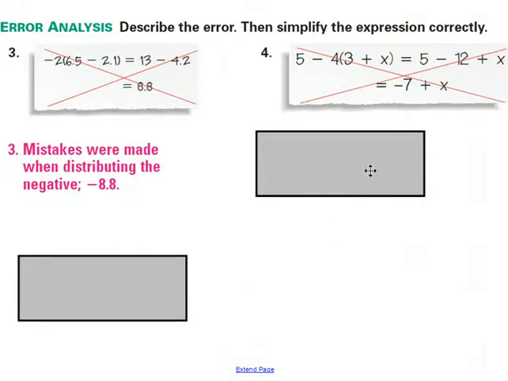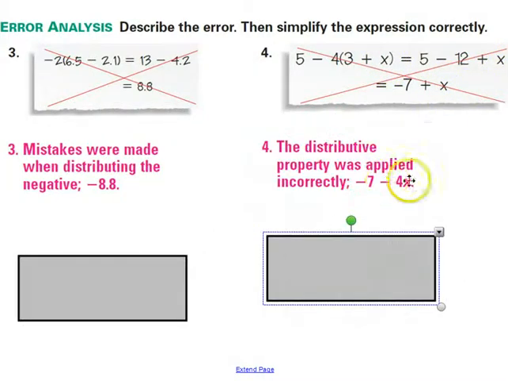Okay, I'm going to assume that you did that. The mistake this person made is that they distributed the negative 4 only to the 3. So negative 4 times 3, that is negative 12. But what about negative 4 times x? That's not x, that's negative 4x. So the answer really ought to be negative 7 minus 4x.